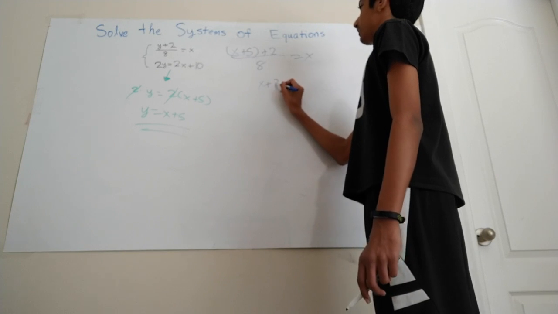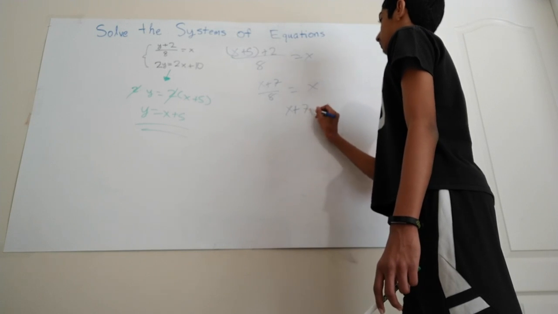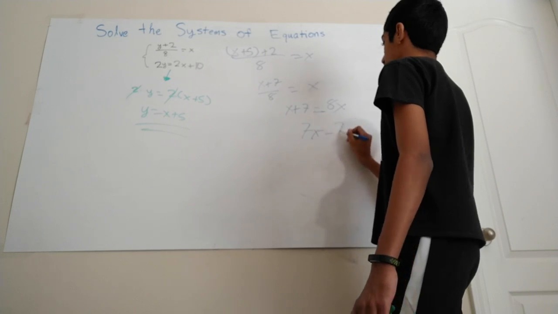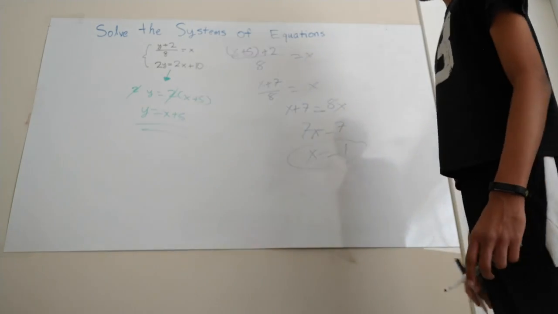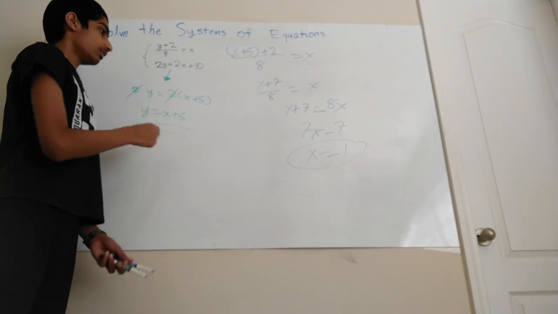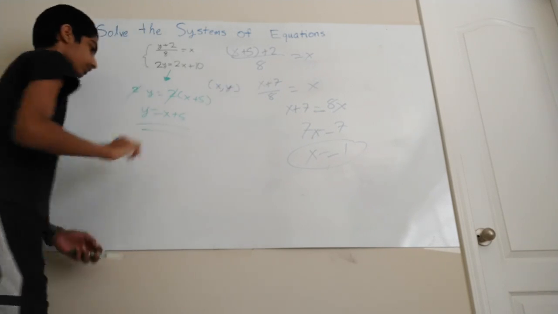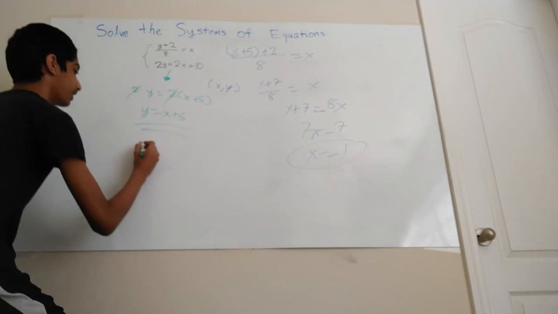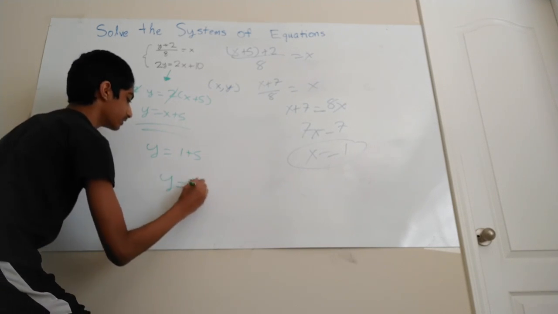And you get (x + 7)/8 = x. But that's just x + 7 = 8x, which is basically 7x = 7, or x = 1. And that's your answer for x. But we also want to find y, since our coordinate in the end is in terms of x and y. So y is x + 5, as you see here. So x equals 1, we plug that in, and we get y = 1 + 5, or y = 6.